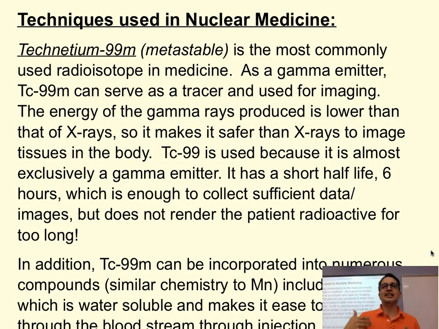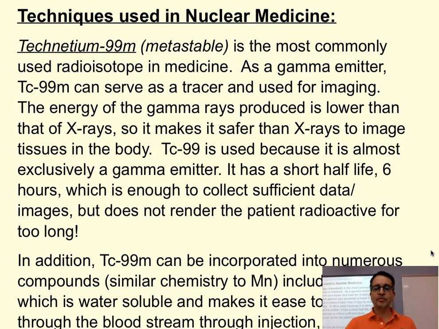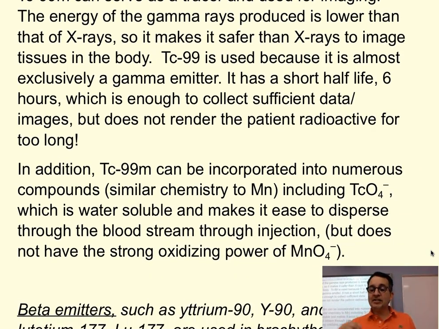Now, how do we use it? Technetium happens to have chemistry very similar to that of manganese. If you look at the periodic table, it is just below manganese. Therefore, it has similar chemistry. It can create a pertechnetate, which is similar to the permanganate ion, but it is not as strong an oxidizer as permanganate, and so it's a nice soluble compound that will flow through your bloodstream and go to the areas that we want to see.